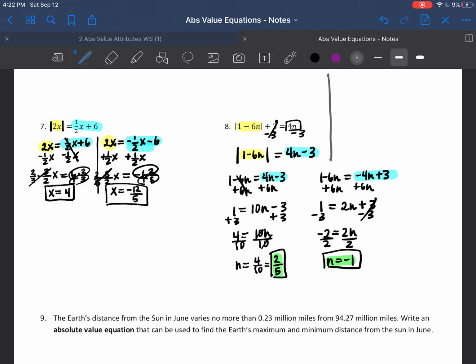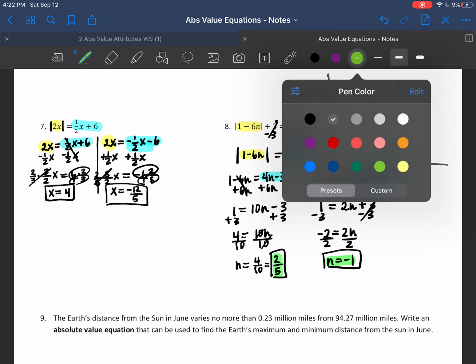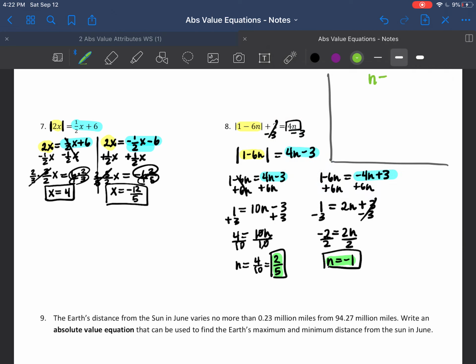And so I'm going to put a box over here to do that. And so when I plug in n equals -1 to the original equation, 1 minus 6n plus 3 equals 4n. Oh, not n. We're going to plug something in. Plugging in -1.